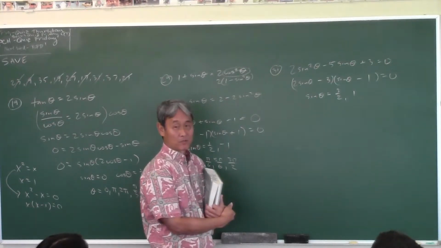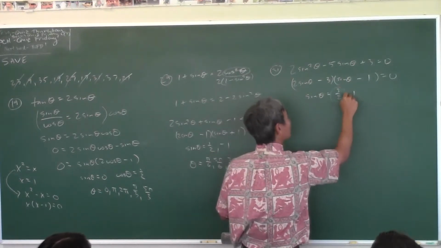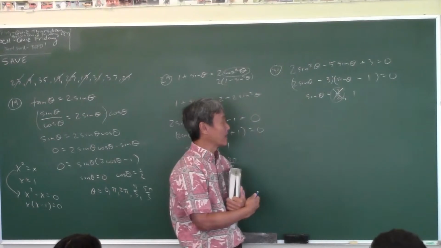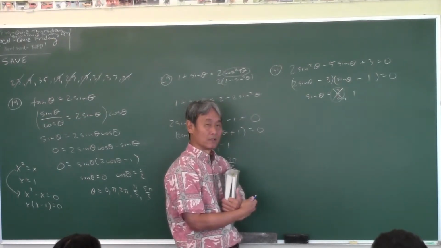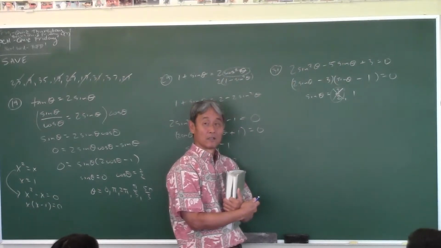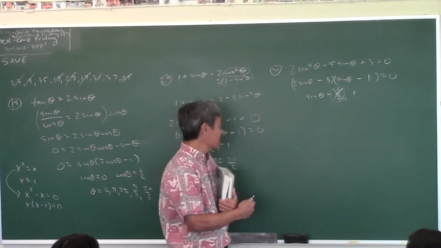Are these numbers we're supposed to know? Mr. Park, I don't know this one. That's because we crossed it out. How come sine theta can't be 3 over 2? Because the biggest sine and cosine ever gets is 1. Right? Because look at the unit circle.